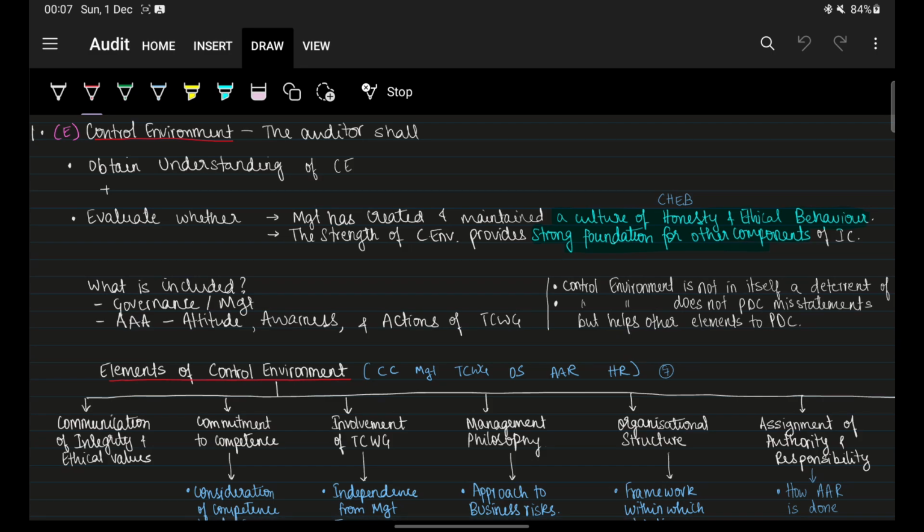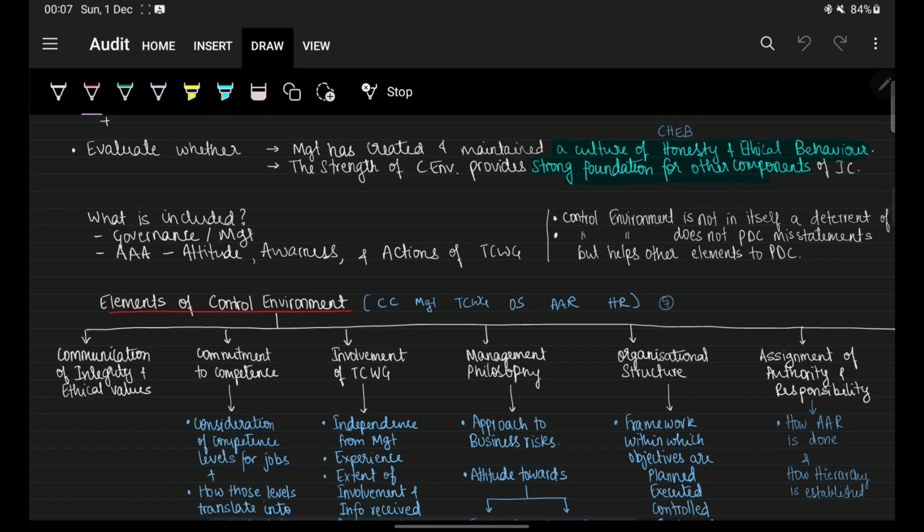Okay, let's just go from the top of control environment, just so that we can be proud of the work that we have done. Firstly, the auditor shall obtain an understanding of the control environment, and secondly, he should also evaluate whether the management has created and maintained a culture of honesty and ethical behavior. He also has to evaluate whether the strength of the control environment provides a strong foundation for other components of internal control.